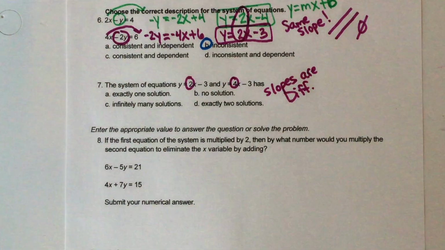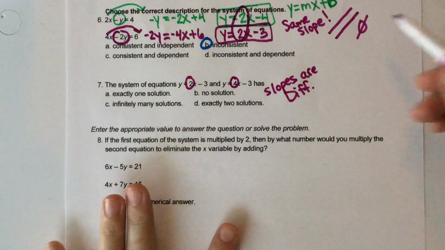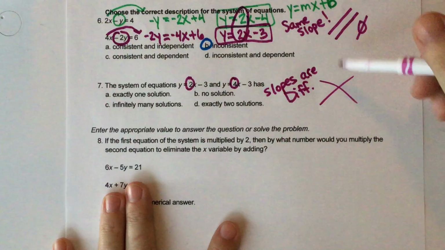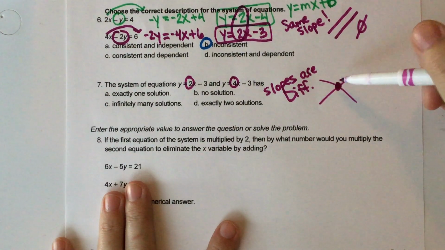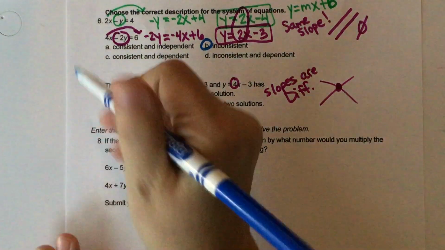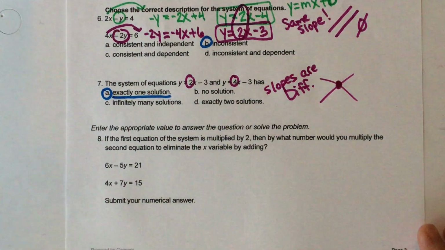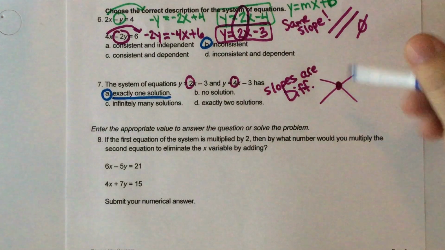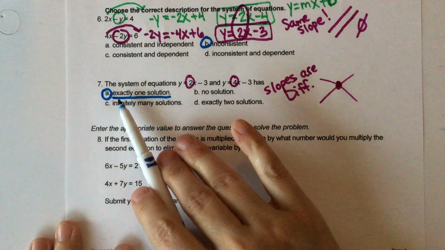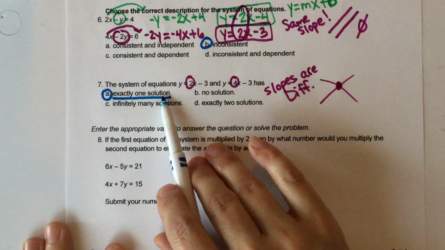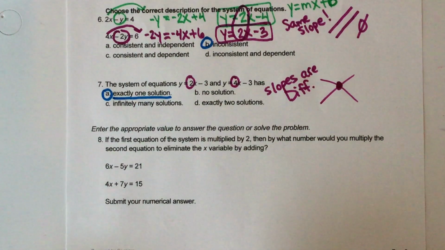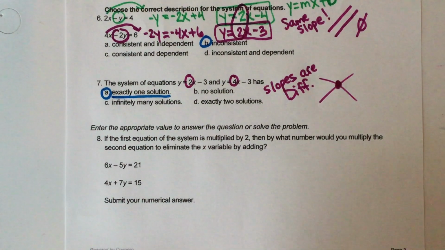If slopes are ever different, that means the lines are going to intersect. And if lines intersect, they touch one time. So that means there's exactly one solution. So anytime slopes are different, lines are going to intersect, which is exactly one solution. And that's called consistent and independent, if you had to know.